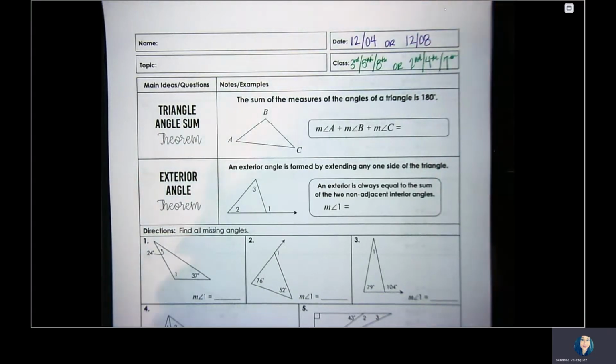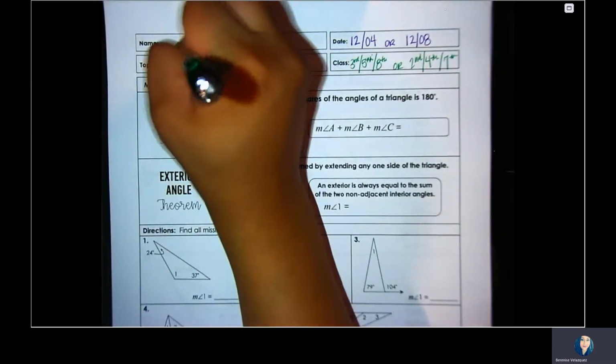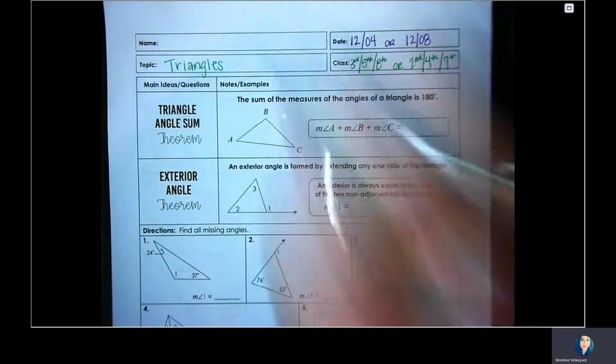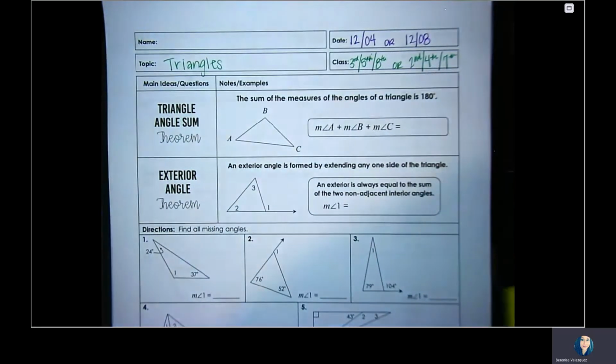Okay, so now that we have that, what is our topic? Our topic is just going to be triangles. Okay, so we're going to talk about the triangle angle sum theorem.